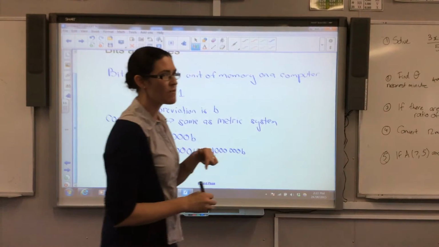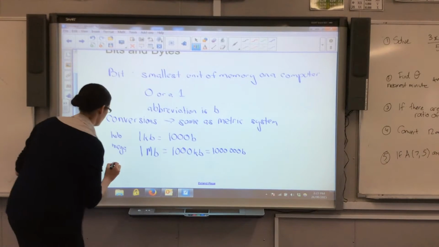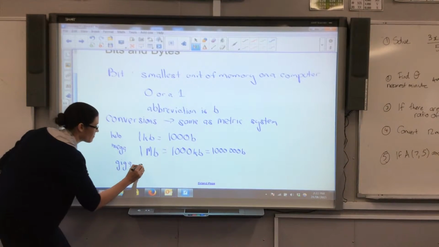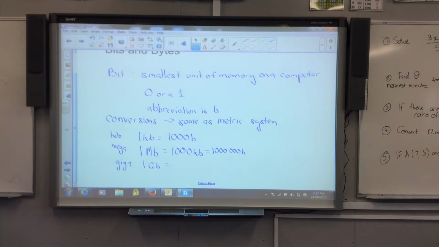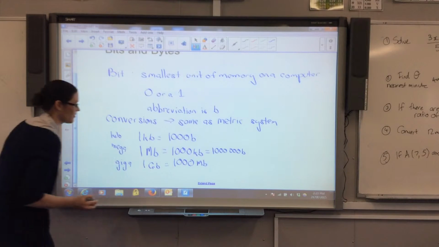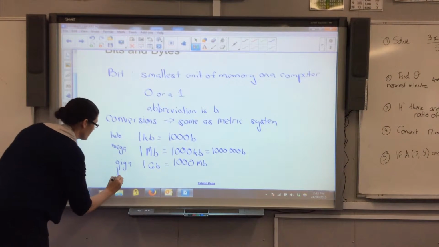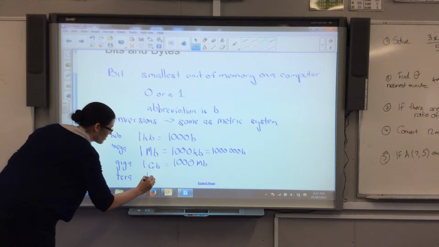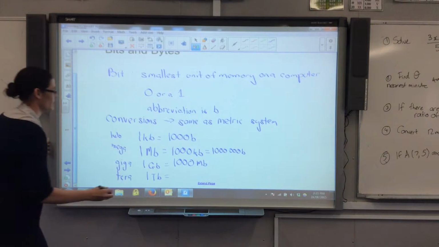What comes after mega? Giga. What letter do we use for giga? A capital G or a lowercase? Capital G. Okay, so 1 gigabit would be 1,000 megabits. Okay, what comes after giga? Tera. Okay, so 1 terabit would be 1,000 gigabits.